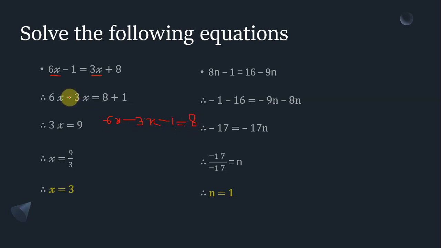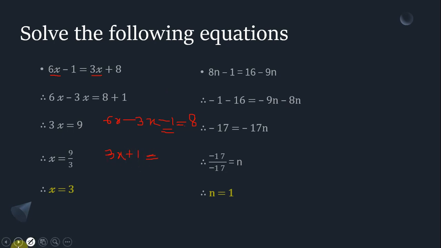Here what I have actually done is taken 1 also to the right side. This 1 I have to shift to the right side, because on one side I want the alphabet, that is the variable, and on one side I want the numbers. So I have shifted this 1 to the right also. In one step only I have done the 2 steps. You can separate them into 2 steps if it is confusing you. Now you will get 3x plus 1 equal to 8.